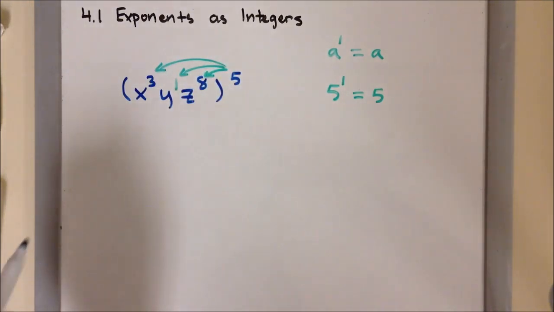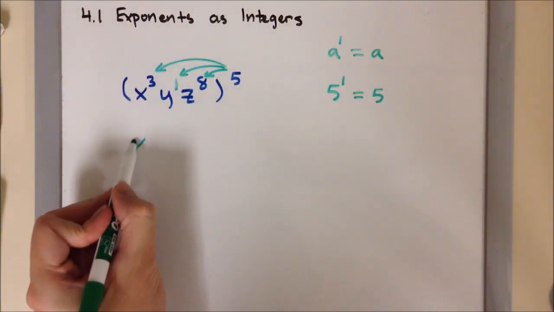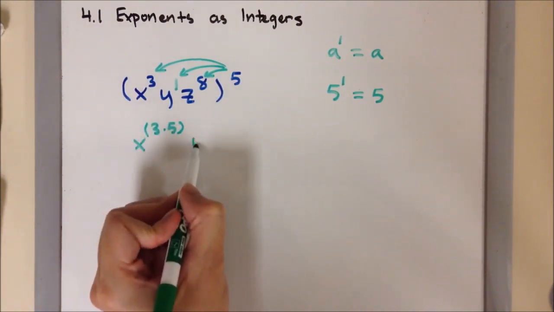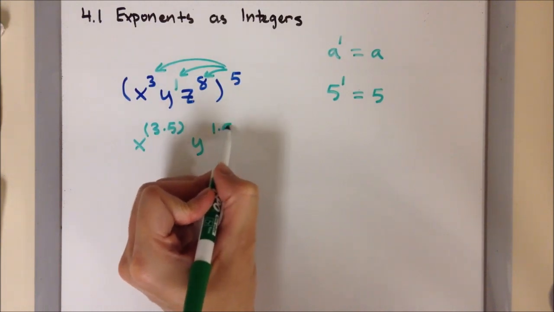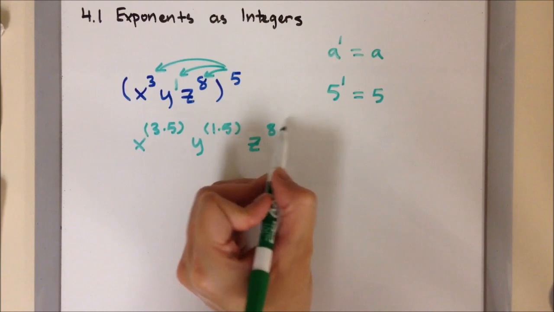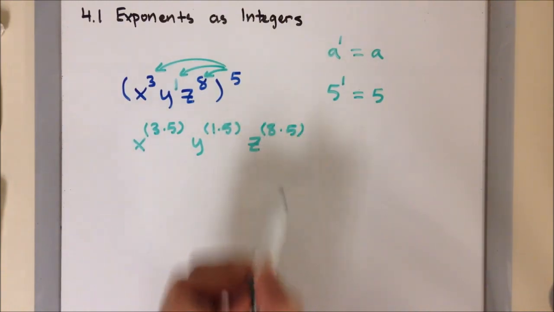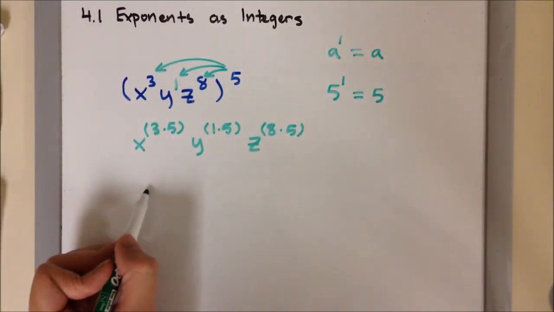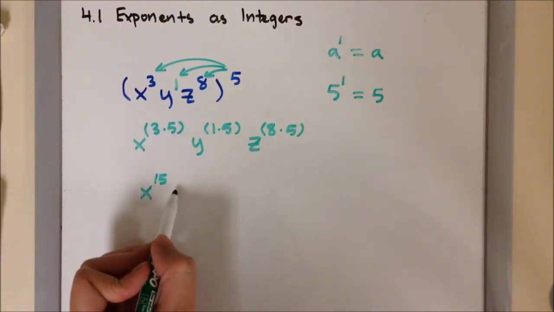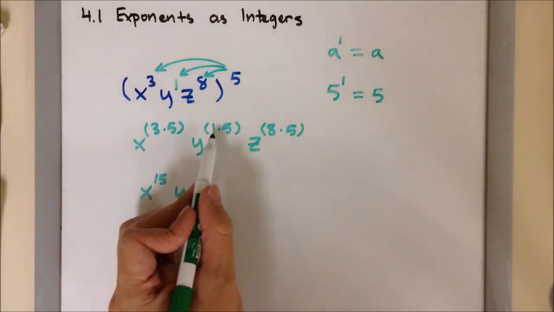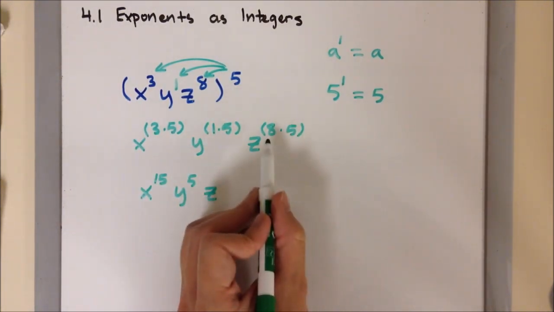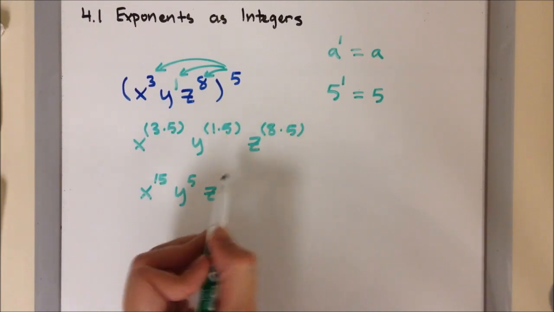Now, again, I mentioned how my students would like to draw arrows so that it makes them remember that they're just multiplying. So on my x, it's going to be 3 times 5. My y, 1 times 5. And then my z, 8 times 5. So the x, when I simplify, 3 times 5 will be 15. And then my y is going to be 1 times 5, which is 5. And then my z is going to be 8 times 5, which is 40.